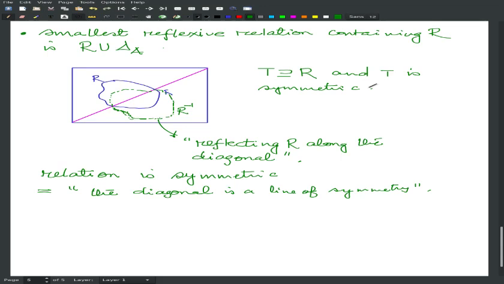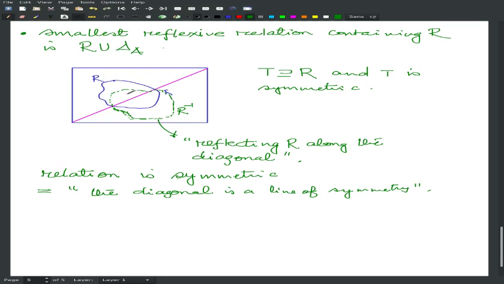Can't we consider the intersection? If you consider the intersection, observe it is this part only, and then that intersection cannot contain R. The intersection is smaller than R. We need to find something like R inverse being a subset of R, and that is a subset of T. But here, for a general relation, R inverse is not a subset of R.